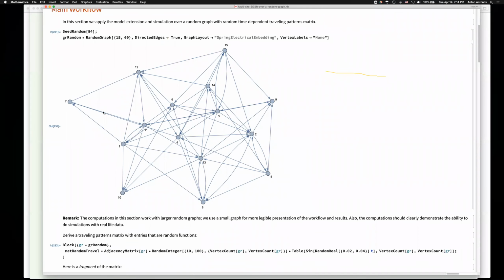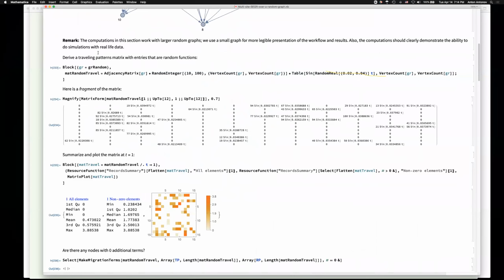These are some neighborhoods, and these are some traveling patterns. Each of these arrows tells me there's some throughput, how many people from here go to here. You can see everybody goes to 12, but I guess nobody goes back to 7 or whatever. So this is just a random graph to test this.